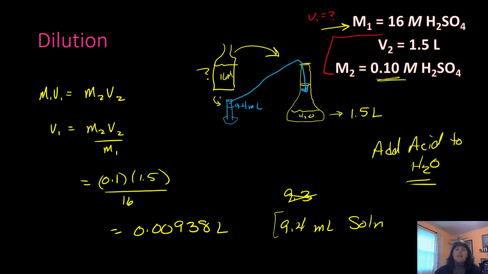Then I want to take some distilled water container, and I'm going to rinse this out several times and pour it in so that I make sure all 9.4 milliliters of the sulfuric acid gets into the volumetric flask. Once I'm sure this is completely rinsed out, then I'm going to add more water to this until I've reached the etched line. Now I know I have 1.5 liters of a 0.1 molar solution.